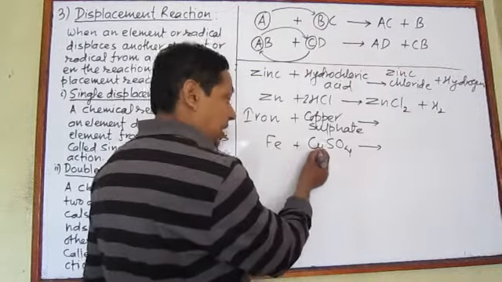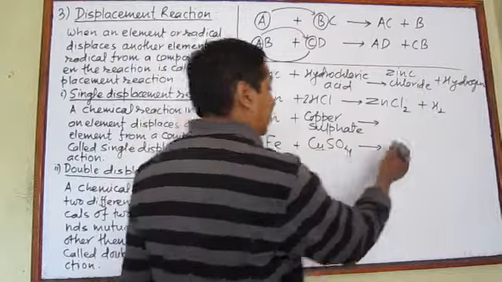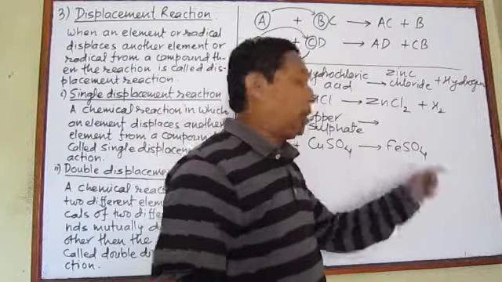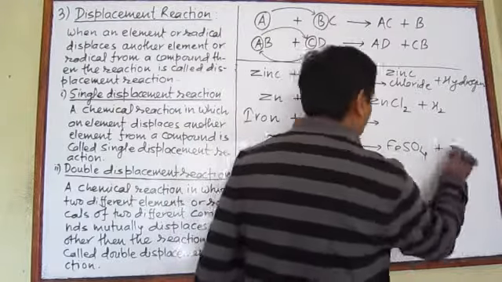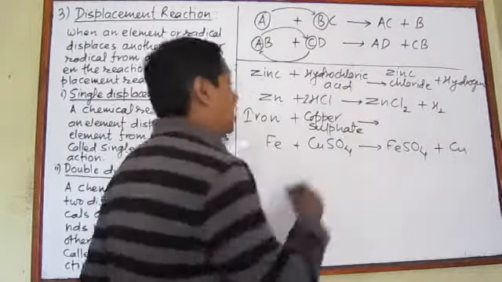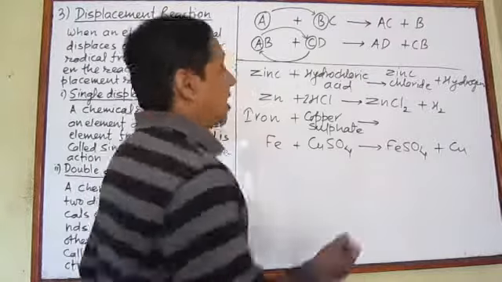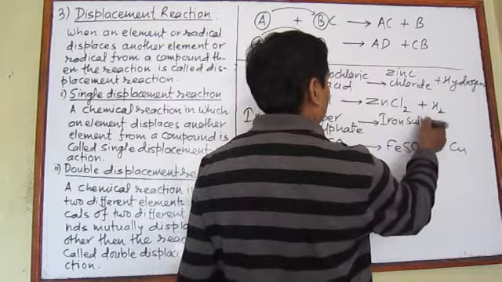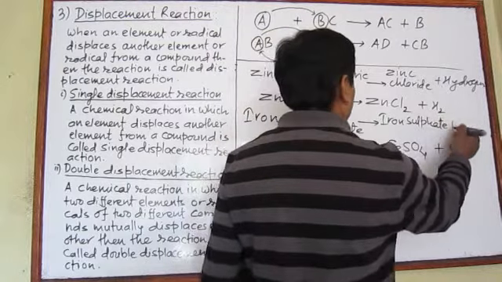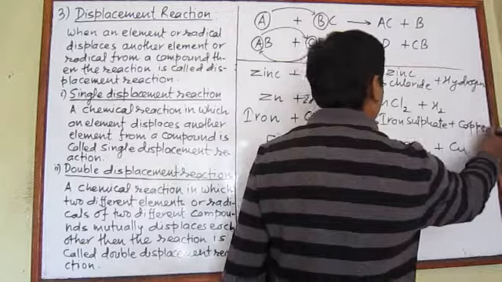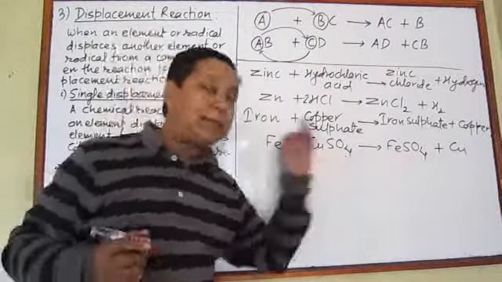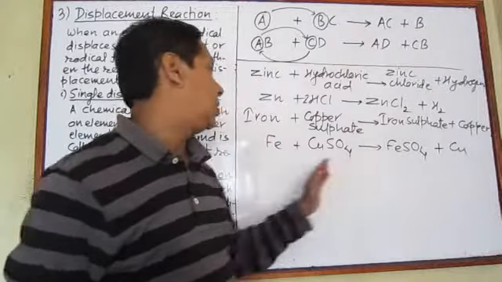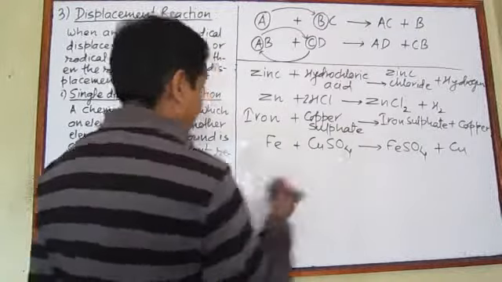And iron is more reactive, that's why it displaces copper. So we'll have iron sulfate, FeSO4. Iron valency 2, sulfate valency 2, equal valency, that's why no exchange. Plus copper, when it becomes free, Cu, it is not diatomic, that's why I am not writing Cu2. Now the name of this compound is iron sulfate. Another is copper. Now this is a balanced equation because copper atom 1, sulfate 1, iron 1, so it's not necessary to balance again.